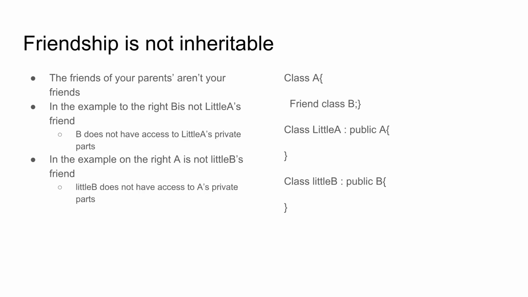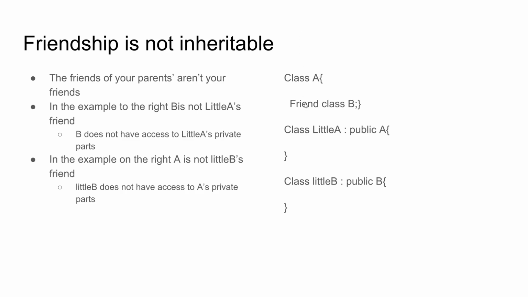Again, we'll eventually talk about inheritance probably next week. But if you have a child class, friendship is not inherited. So, if your parents have friends, your parents' friends aren't your friends. You have to explicitly say that the child is also the friend.